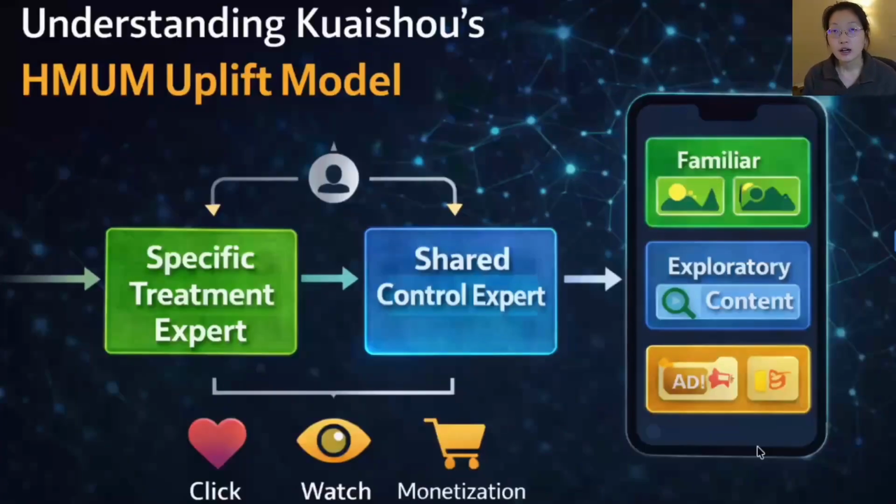Hi friends, unlike traditional models that rank stories, today we're going to talk about a paper from Kuaishou, where they apply uplift modeling to make decisions on resource and strategy allocation.